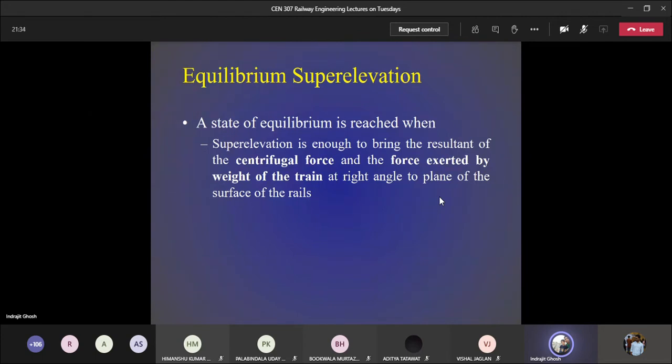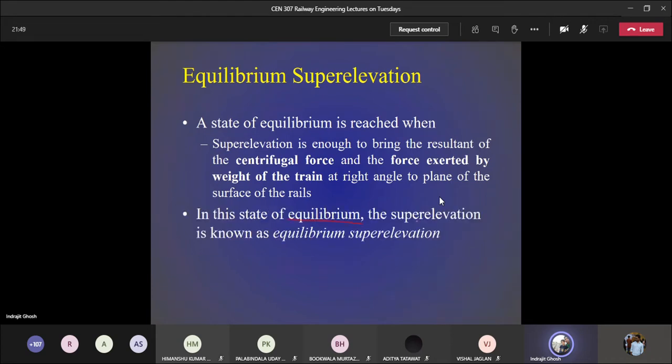What does equilibrium condition mean? The super elevation that we have provided allows us to counteract the effect of the centrifugal force. In the state of equilibrium, the super elevation is known as equilibrium super elevation. Both wheels exert equal pressure on the rail. So unequal distribution of load is not happening, no wearing and tearing, no problem to the rail or the rolling stock. This is the ideal situation that we can think about.